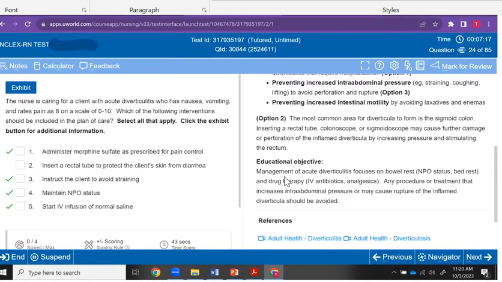So let's look at how to manage it. Management of acute diverticulitis focuses on bowel rest, right? NPO status, bed rest, drug therapy. Antibiotics are big, analgesics, and any procedure or treatment that increases intra-abdominal pressure may cause a rupture. So I think I would want to remember these facts. So let's go on to the next.